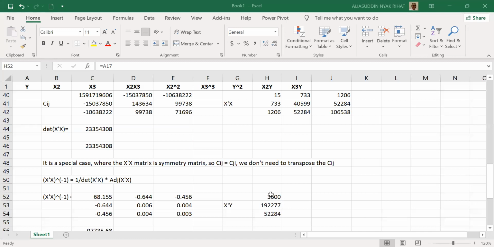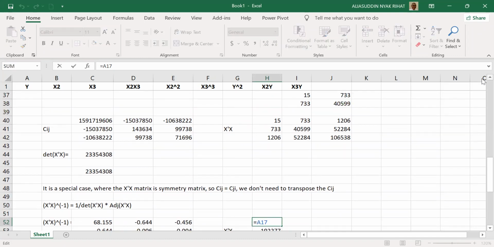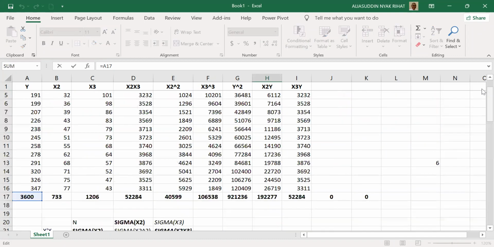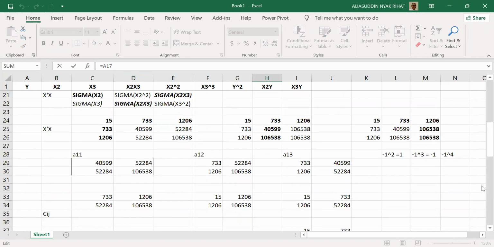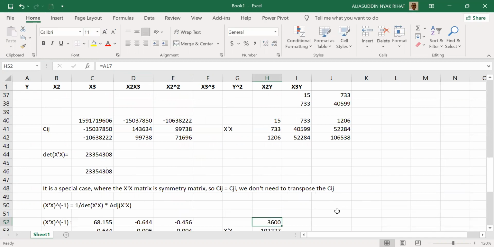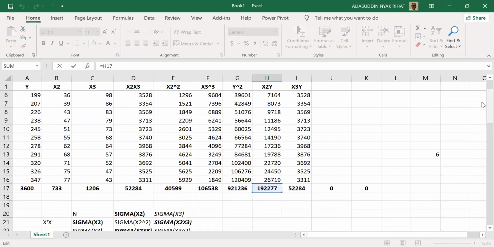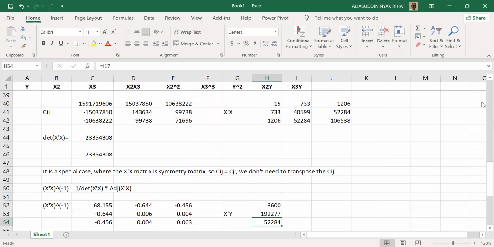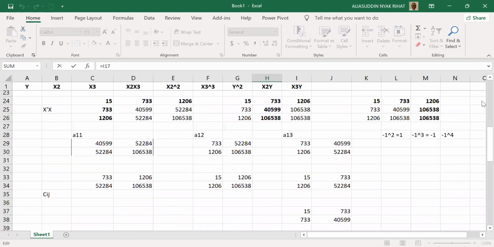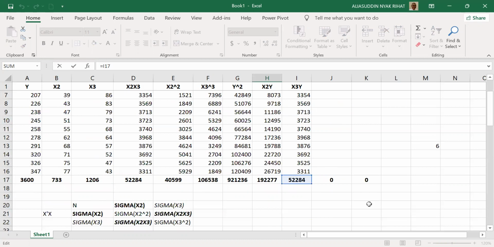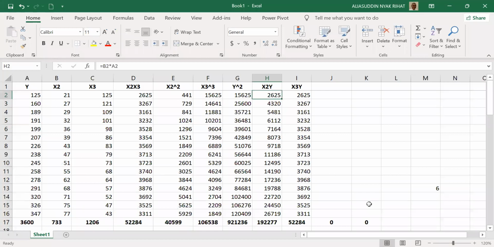This one from sigma y. Let me check this. That's correct, sigma y. This one, sigma x2y, is correct. And the one is sigma x3y, is correct here. This one x2 times y is okay. This one x.